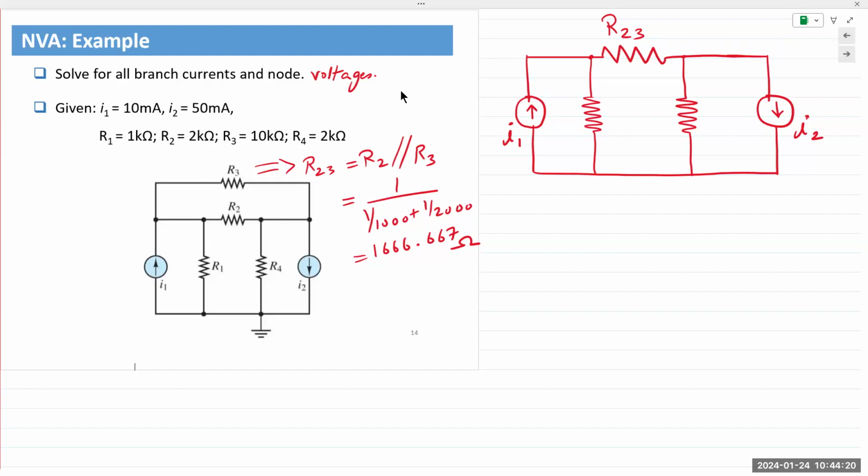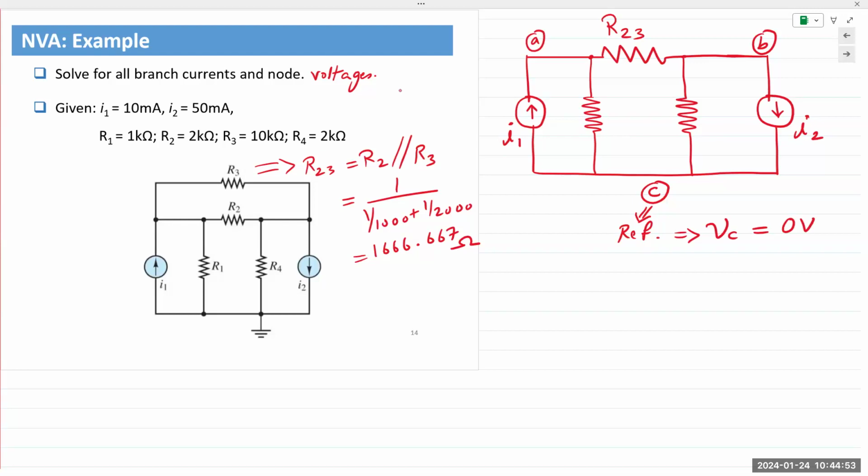Okay, so I'll go a little bit faster now. We got 3 nodes. I'm going to label them A, B, and C. There's no voltage source here. I'm simply going to choose the bottom node as my reference node. And therefore, VC is equal to 0 volts for the purposes of this analysis.